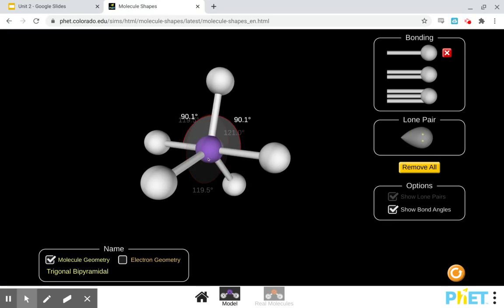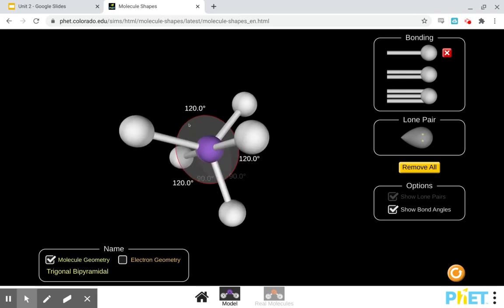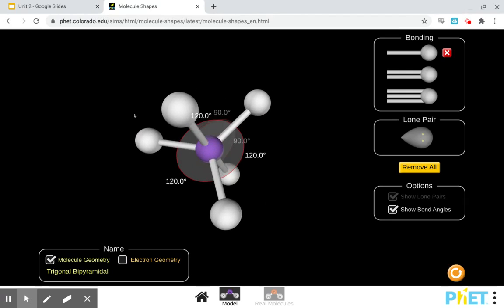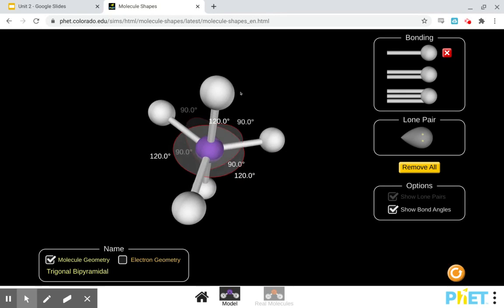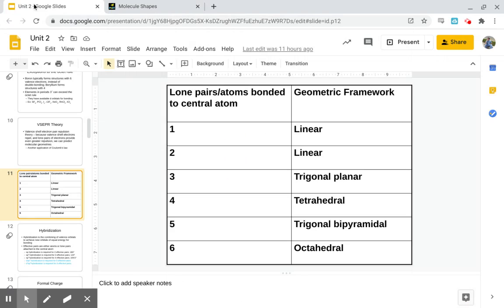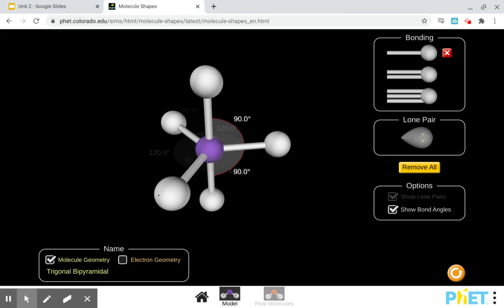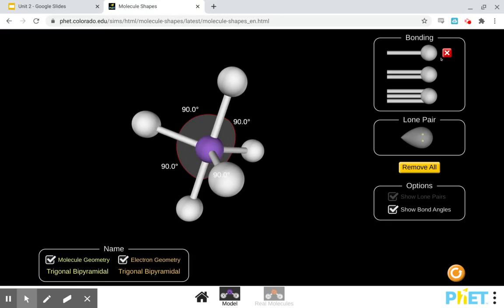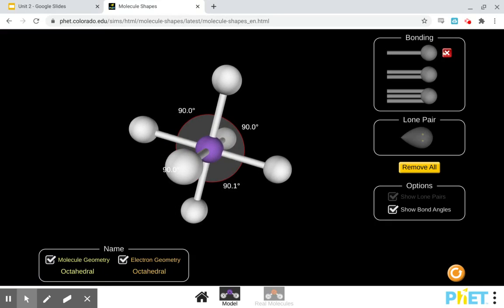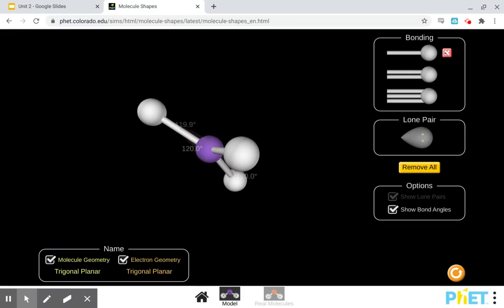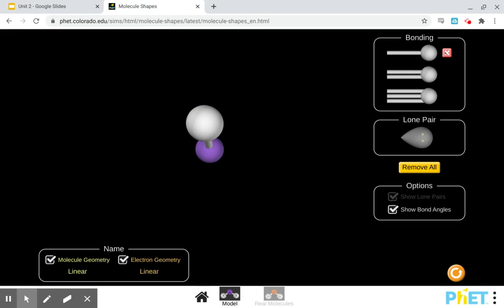Whereas if we only have 5 atoms attached to the middle, it's not that way. We have 2 different bond angles going on. So this is the basis of all of the shapes. And if we look at what's called the electron geometry, that's the same for everything that we've built so far: octahedral, trigonal bipyramidal, tetrahedral, trigonal planar, and linear.